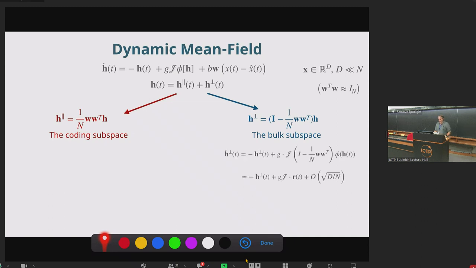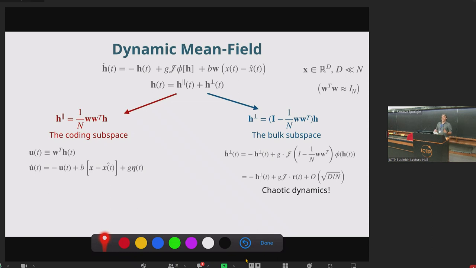If we look first at the bulk, removing the low-rank or low-dimensional part is just a very small correction to the activity. And that looks like the original chaotic equation from a few slides ago. So this is what gives us chaotic dynamics in the bulk space. If we look at the coding space, we can define those U, which are the fields in the direction of the coding, and we get a lower-dimensional equation for the behavior.